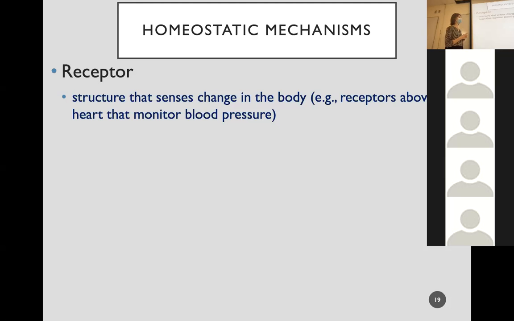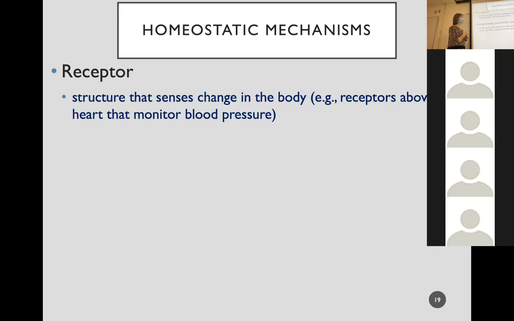So these receptors can be temperature sensors in the skin, for example, or something a little bit less well known, like those receptors above the heart. So the receptor is taking in the information. That information then has to go somewhere, right? So it heads towards the integrating or the control center.